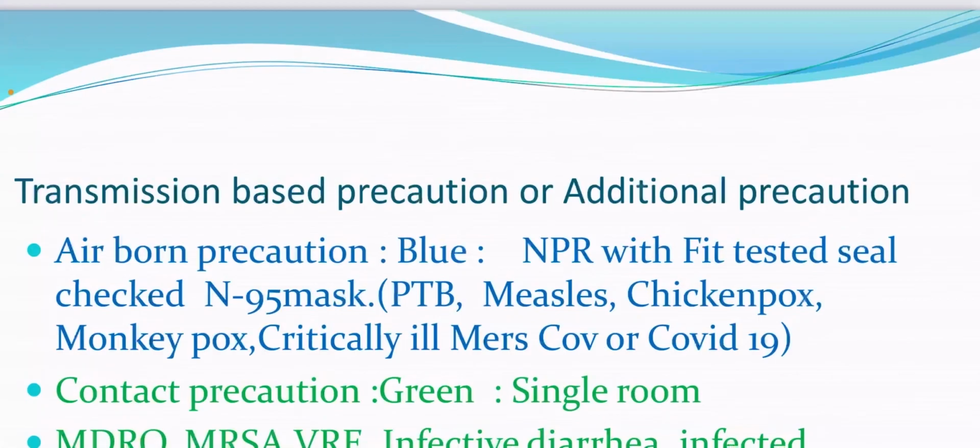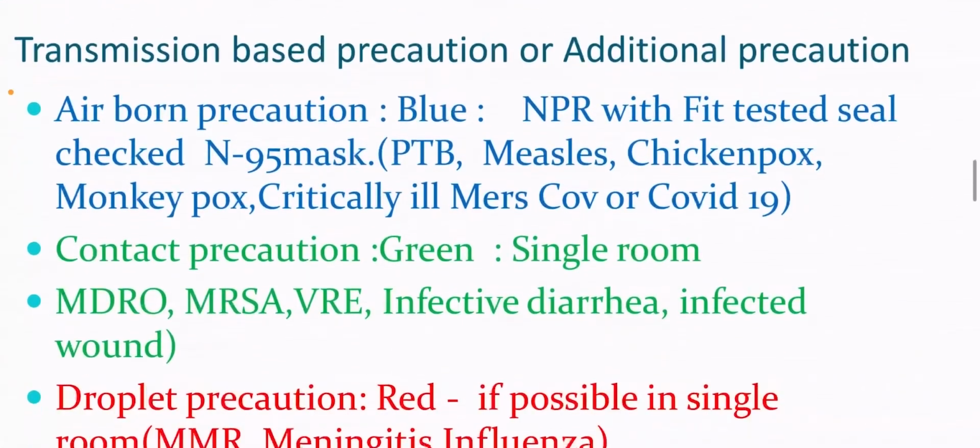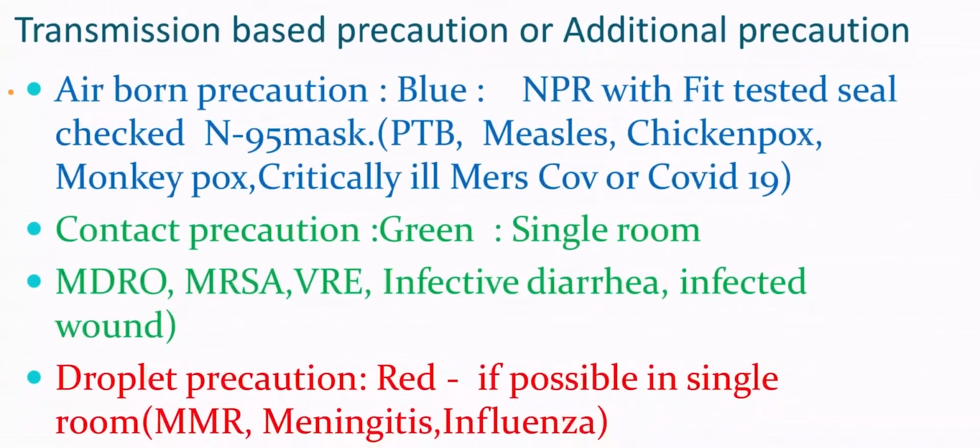Now we will talk about transmission based precautions or additional precautions. In the hospital we apply all standard precautions. In some cases there are additional precautions called airborne precautions, contact precautions, and droplet precautions. How will you differentiate? There is a color code. Blue is for airborne, green is for contact, red is for droplet.